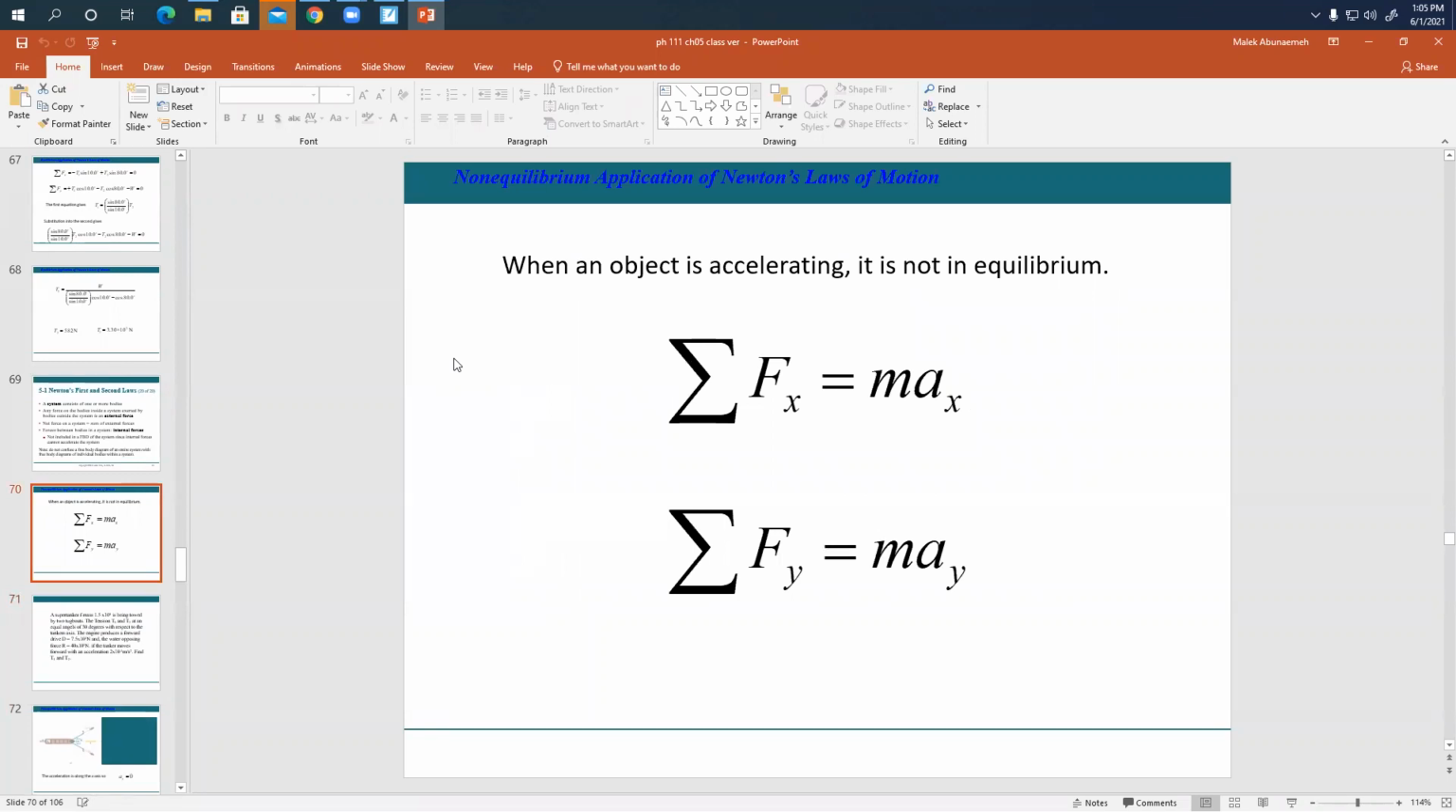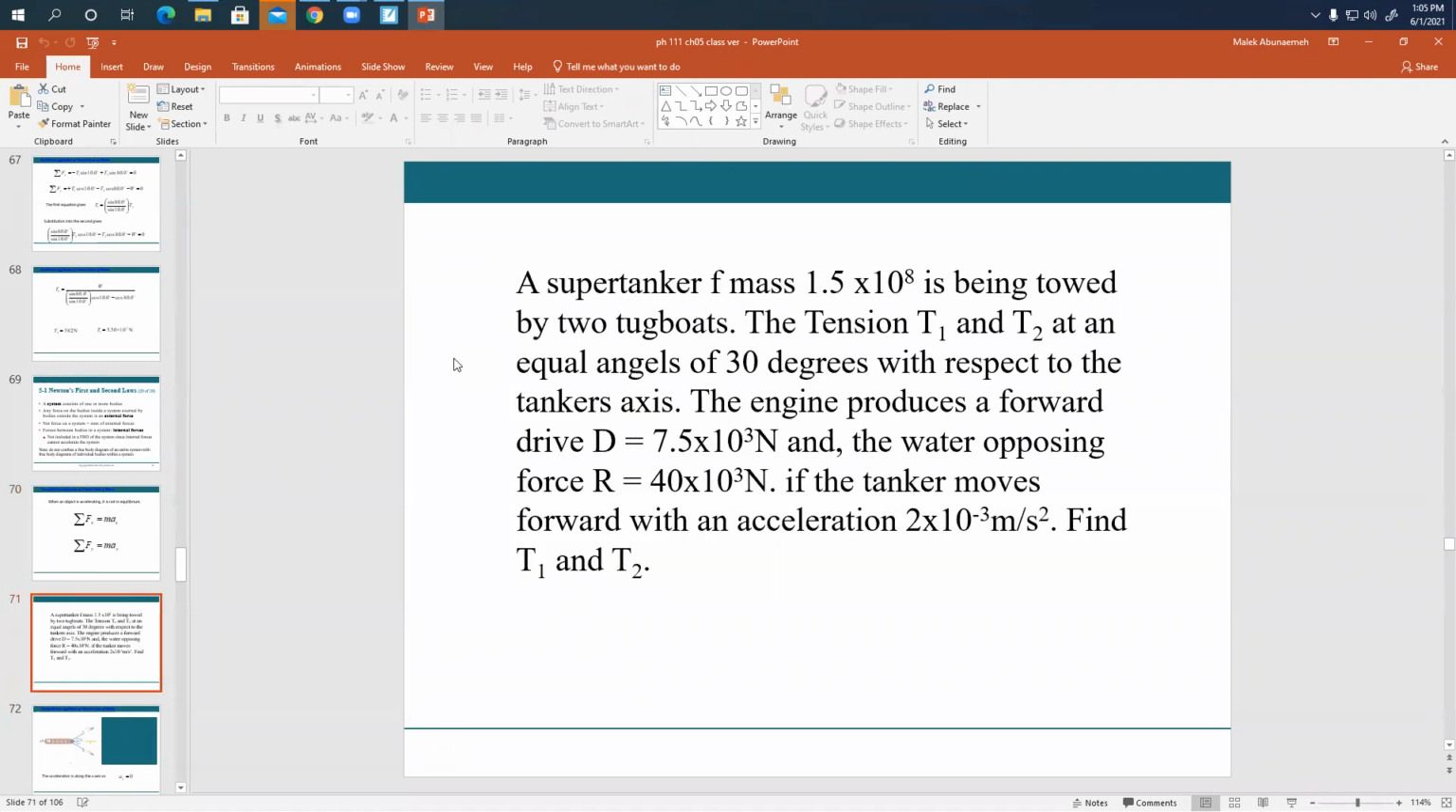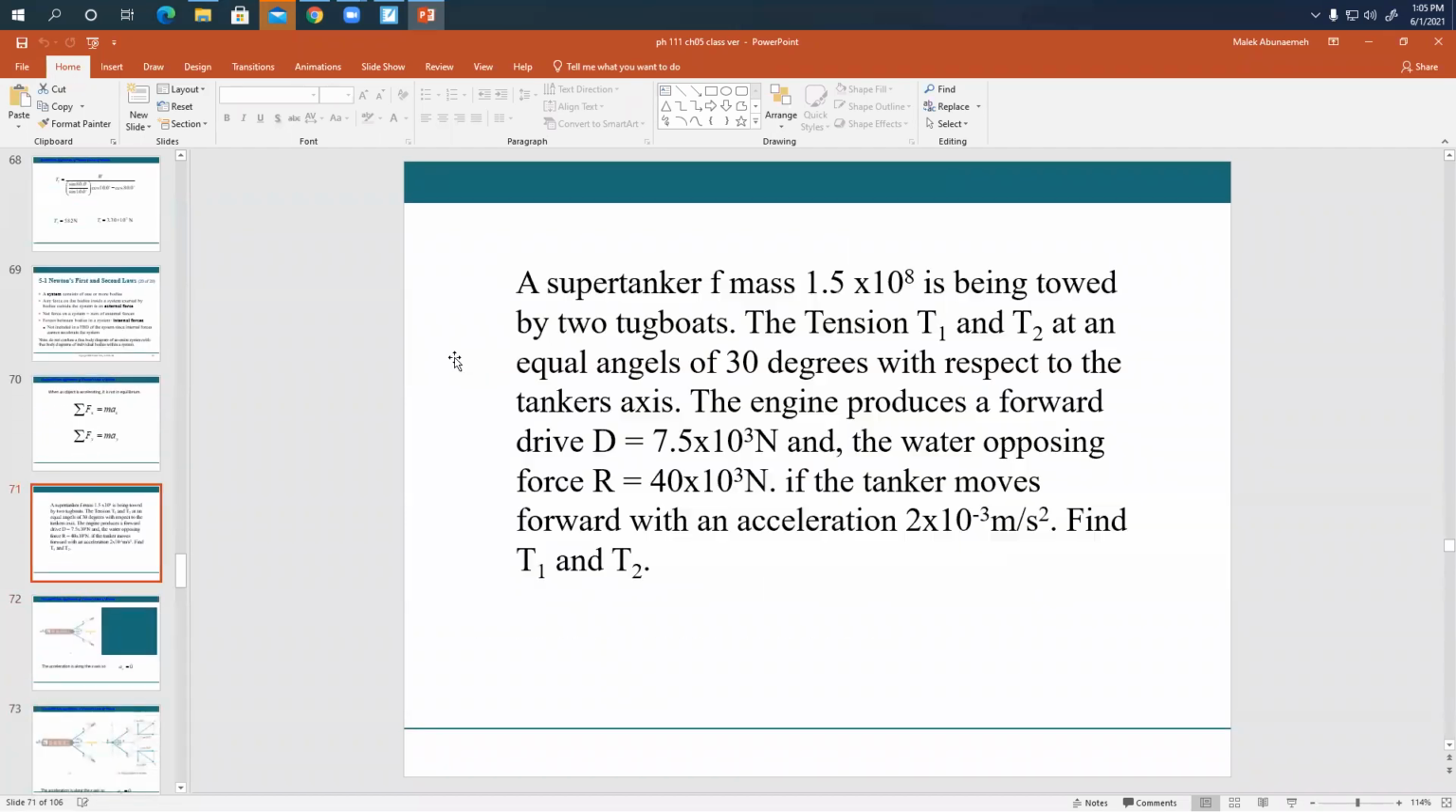So this is exactly what we've been doing. After accelerating, it's not in equilibrium. Your force in the x direction is going to equal mass times acceleration in the x direction. Your force in the y direction equals mass times your acceleration in the y direction. Let's go ahead and do this one last example.